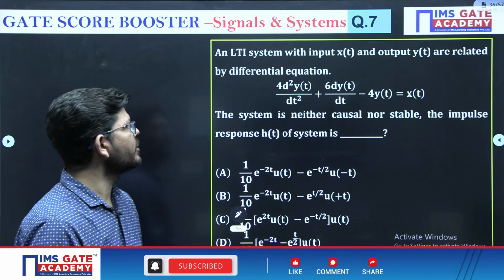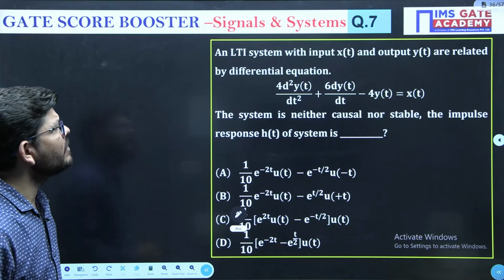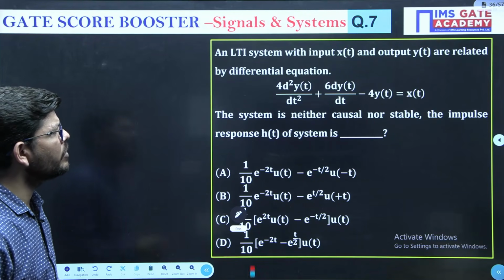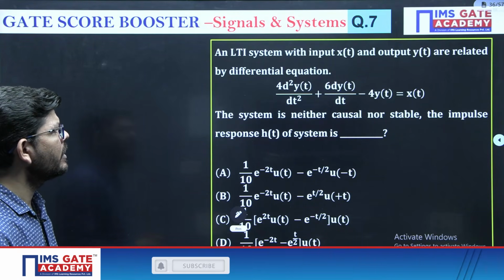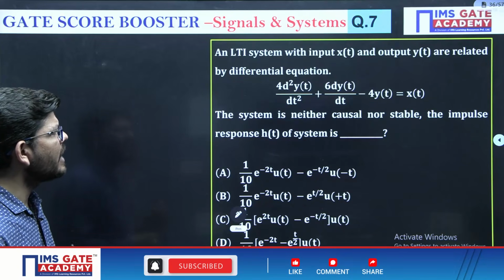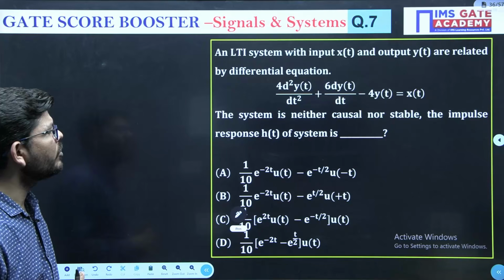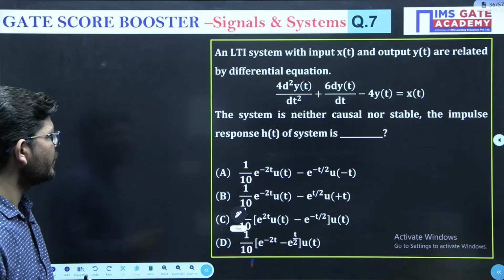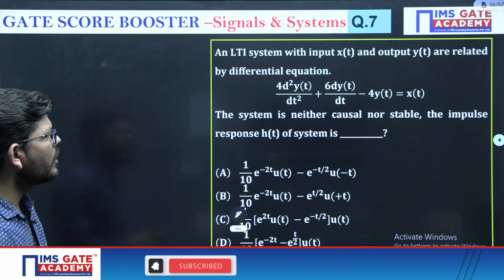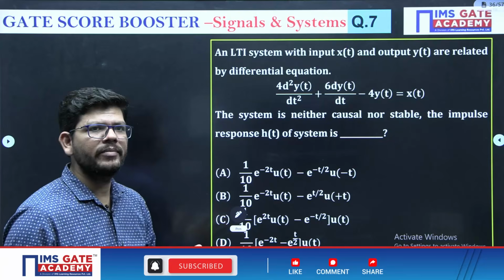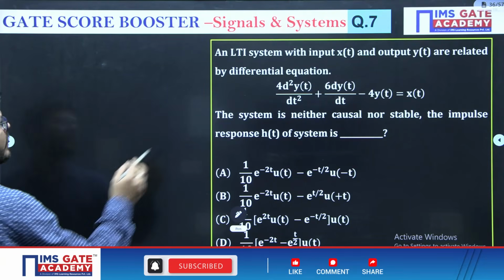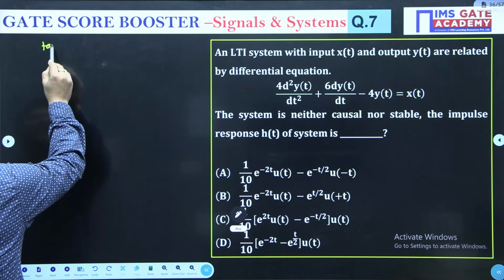Now have a look over this one. An LTI system with input and output related with the differential equation, and given that the system is neither causal nor stable, then what is going to be the impulse response? Okay, the system is neither causal nor stable. Correct. So first take the Laplace transform of the differential equation.